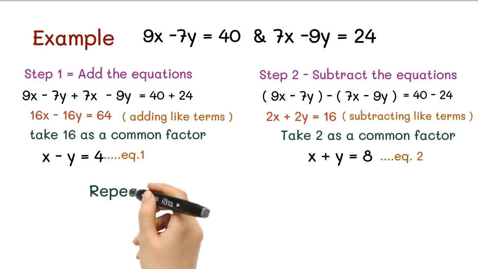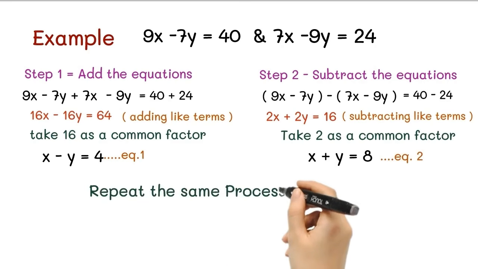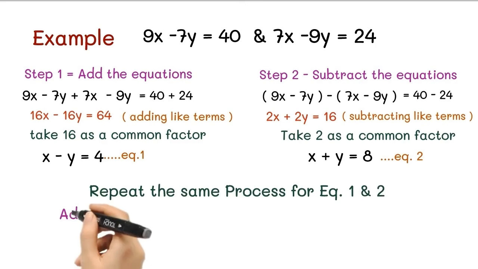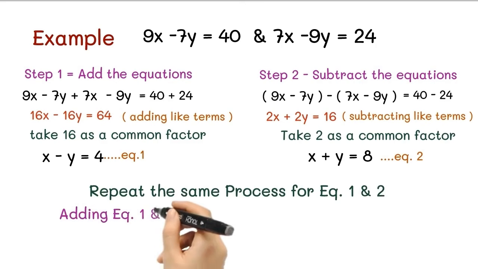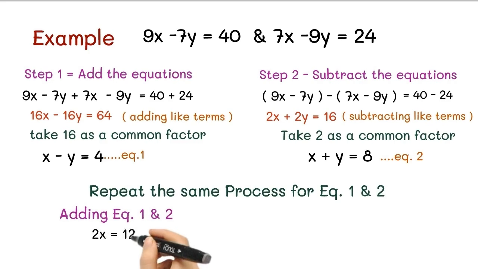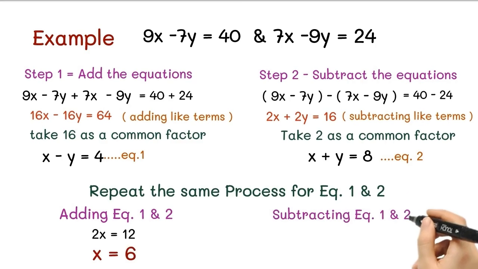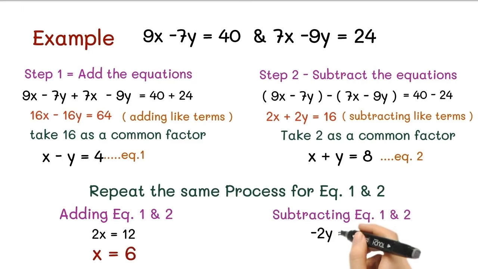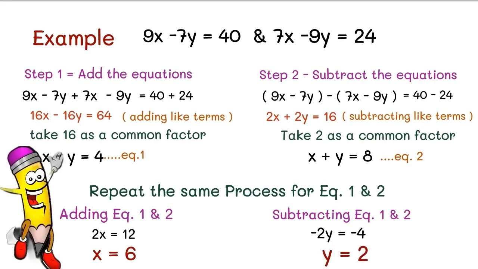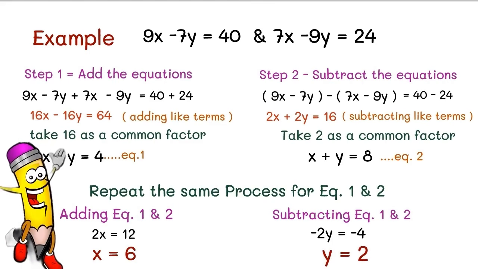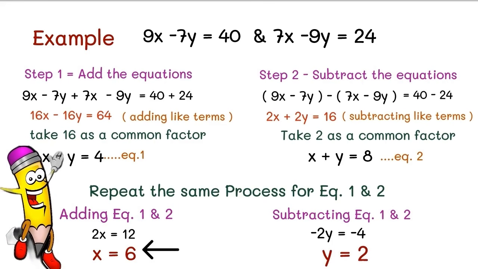Now we need to perform the same operation for equation 1 and equation 2. So by adding equation 1 and 2, we get 2x equals 12. That is nothing but x is equal to 6. And by subtracting equation 1 and 2, we get minus 2y equals minus 4. That is equal to y equals 2. So in this way, we got the solution of the equation, x is equal to 6 and y is equal to 2, by using Vedic Maths Sutra 7.